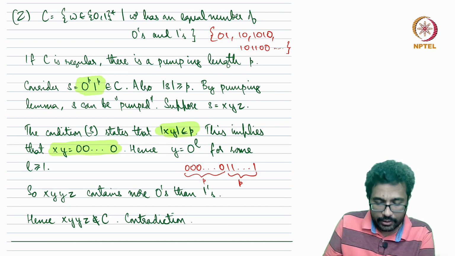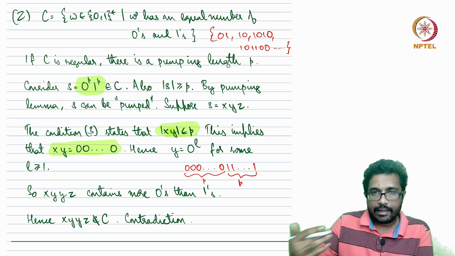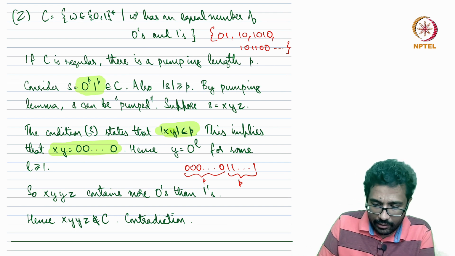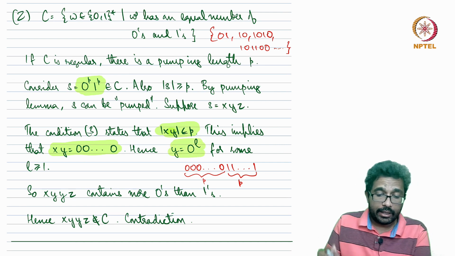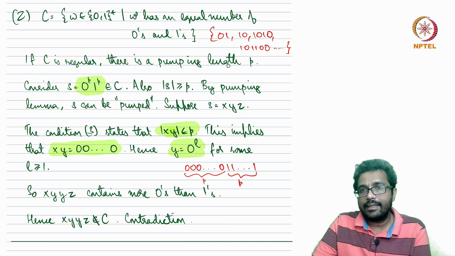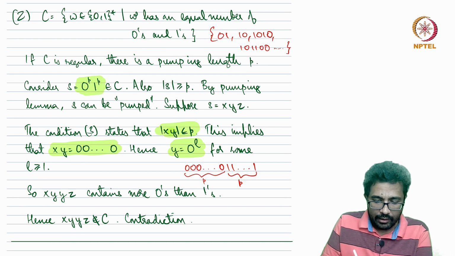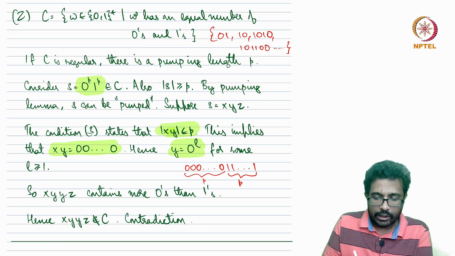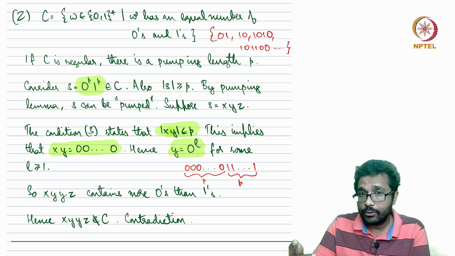So, the number of zeros could be p, it could be less than p. Since xy is entirely zeros, y is also entirely zeros. Let y be some number of zeros, let us say L zeros. By condition 2, we know that L is at least 1, since y cannot be the empty string. Hence, y is a string of at least 1 zero.